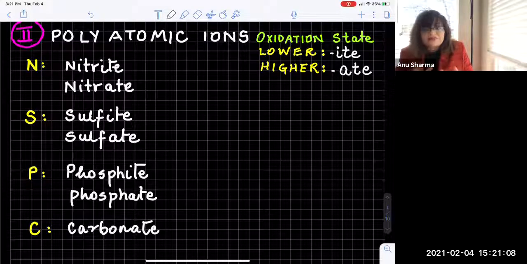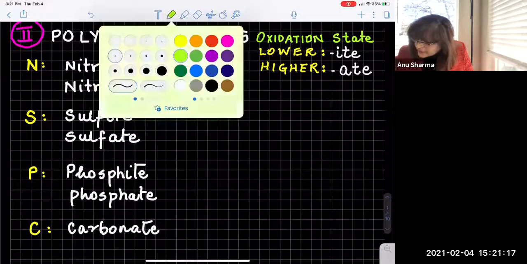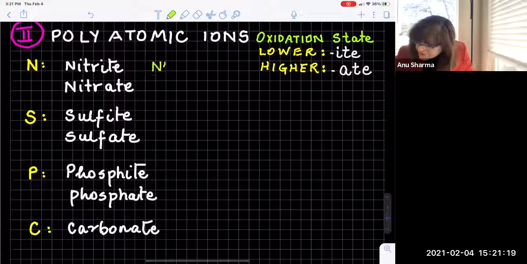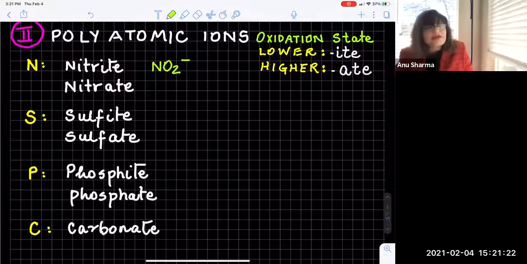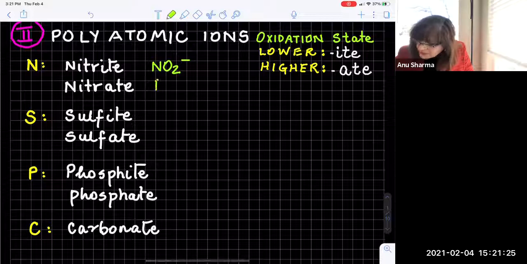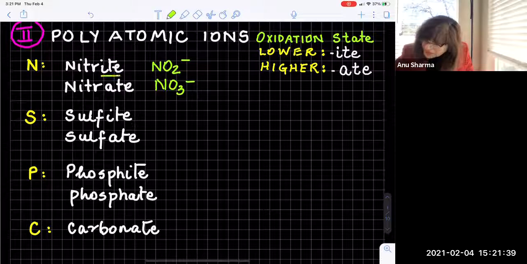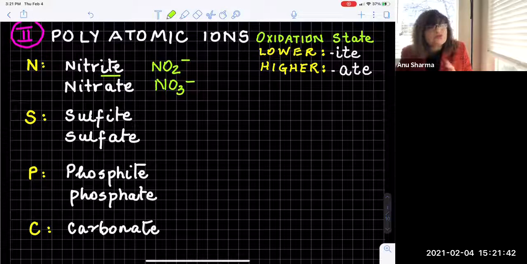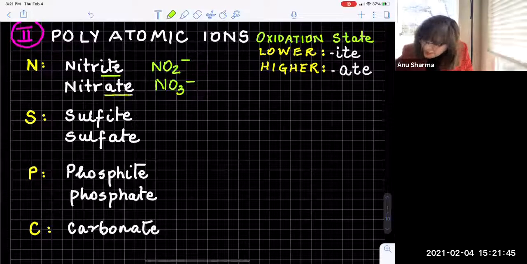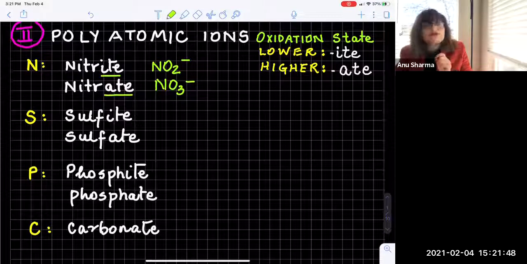So that capability is there. Nitrogen has the capability of connecting with two oxygens, and it can have one negative charge, or it can combine with three oxygens and still retain one negative charge. So in both cases there is one negative charge, but you see the oxidation states are different. Oxidation state refers to when it combines with oxygen. So ite is a lower oxidation state, where nitrogen is combining with only two oxygens, and ate is a higher oxidation state with respect to nitrogen.